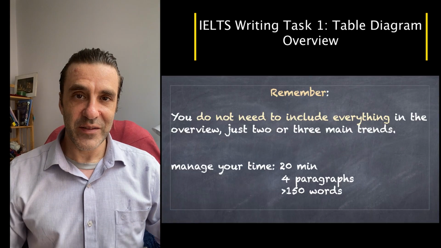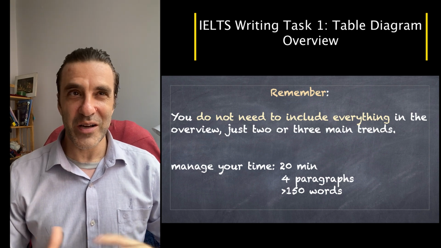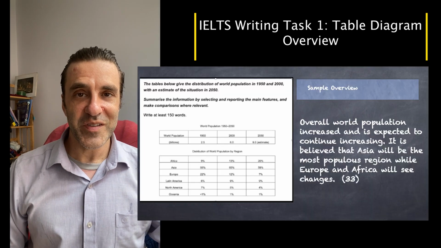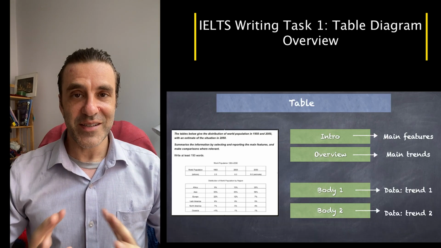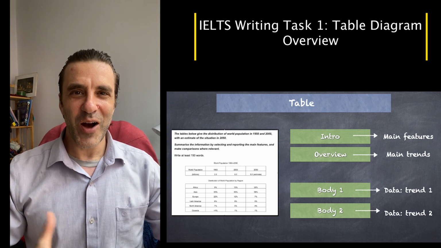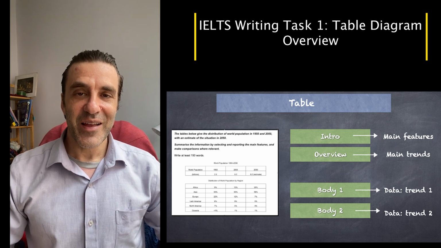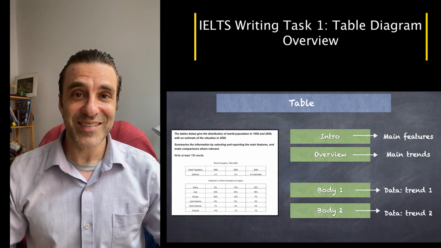Remember, this activity should only take you about 20 minutes, and we're looking at 4 paragraphs with about 150, maybe 200 words. So a sample overview might look like this. Overall, world population increased and is expected to continue increasing. It is believed that Asia will be the most populous region, while Europe and Africa will see changes. As far as the details about what I mean by changes, when I say the population will increase, how much, all of those details, that will be included in the body. And the body paragraphs will be discussed in a later video.